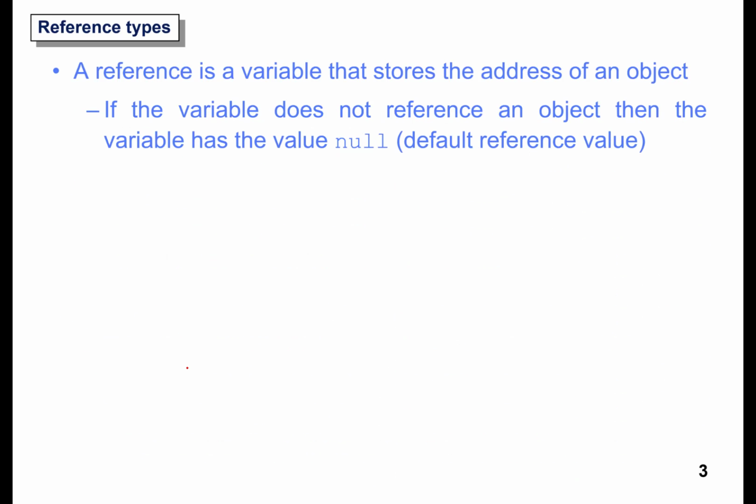Reference types. A reference is a variable that stores the address of an object. If the variable does not reference an object, then the variable has the value of null. The key point here to remember is that a reference is a variable that stores the address of an object.